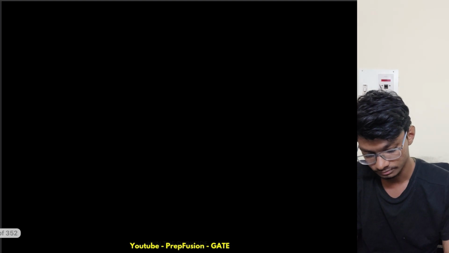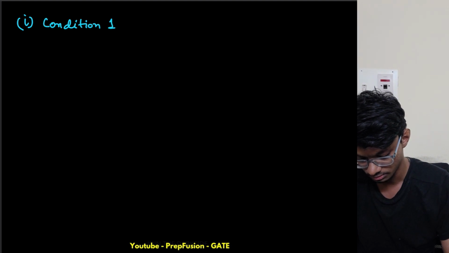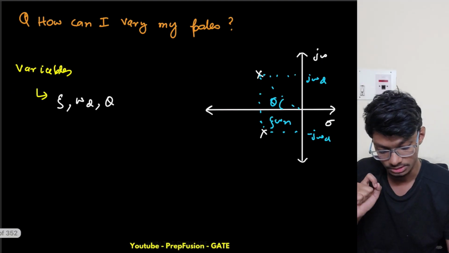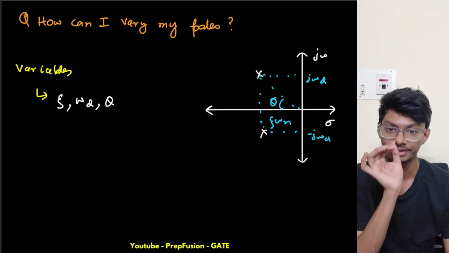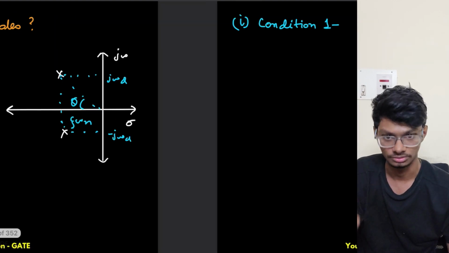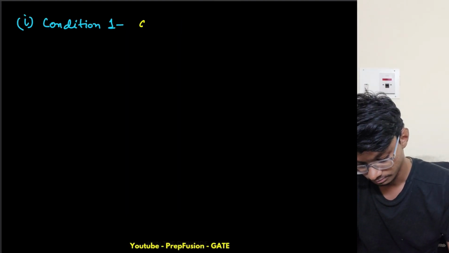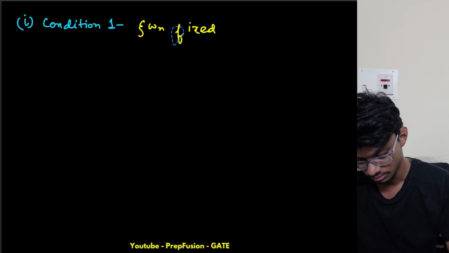Let's take the first case, condition 1, where this zeta omega n location is fixed. Now if my zeta omega n is fixed, the other two will vary. So let's see. My zeta omega n is fixed.